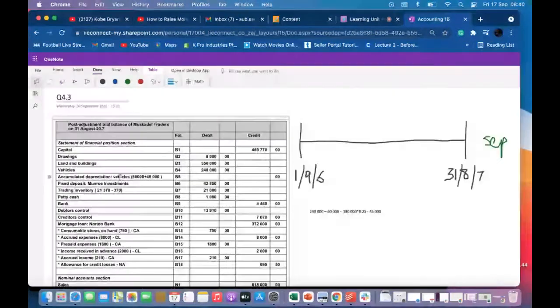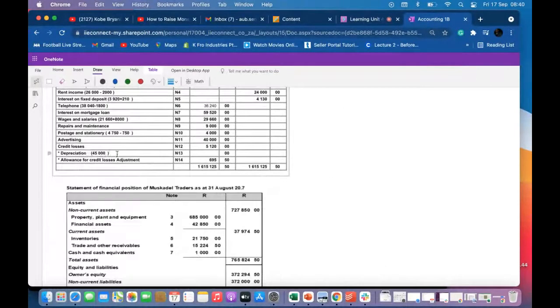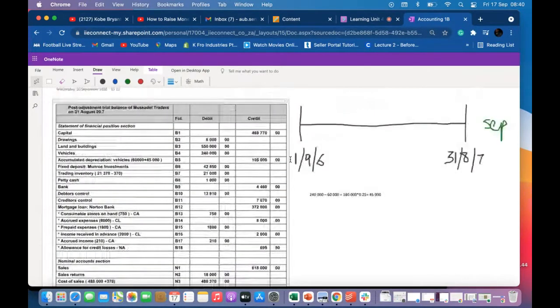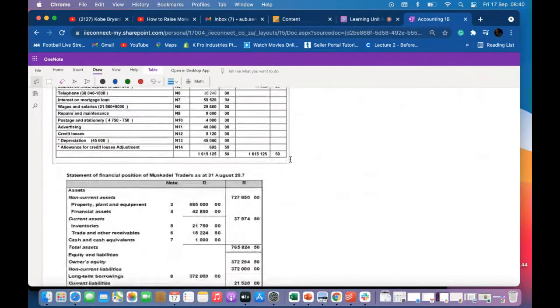I don't think we recorded depreciation, so this is going to be 105,000. Then depreciation here, we don't have any other depreciation, or do we? Let's see. I don't see any other depreciation in the nominal account section in our pre-adjustment trial balance, so we'll just put the 45,000 in there. Right, and that's your post-closing trial balance.